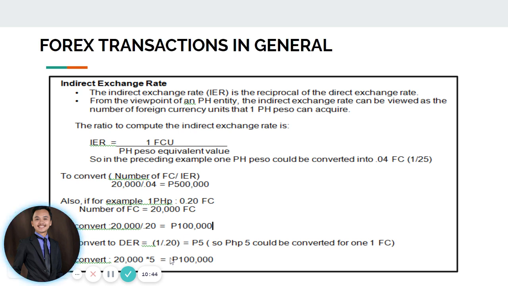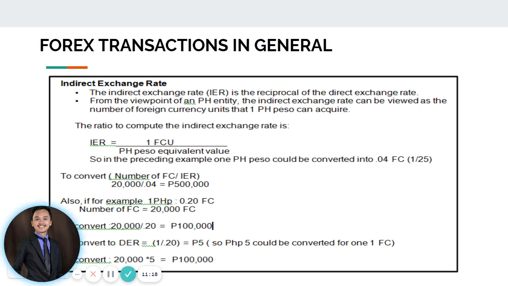So in this case, to convert the number of foreign currency, which is 20,000, or to compute the value of this 20,000 foreign currency in peso, you just simply divide it by its indirect exchange rate.